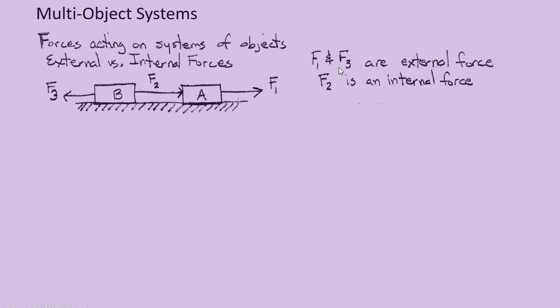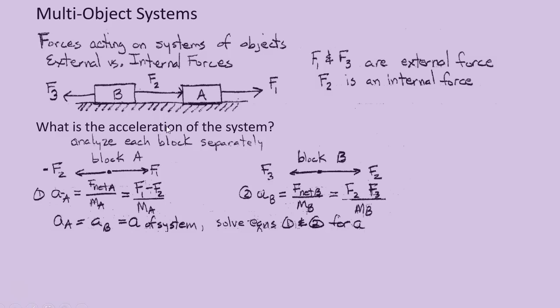Now when we look at the system, F1 and F3 are external forces, and F2 is an internal force. And we'll see the importance of this when we get to the final solution. What is the acceleration of the system? We need to analyze each block separately. Here are the force diagrams for block A and block B.